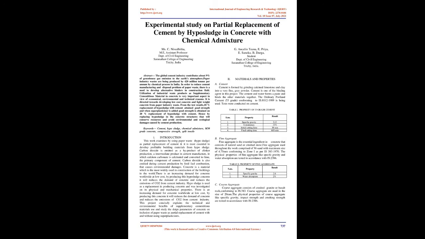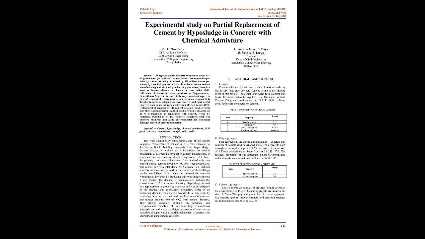In order to reduce cement manufacturing and the disposal problem of paper waste, there is a need to develop alternative binders in the construction field. Utilization of industrial waste products as supplementary cementitious material in concrete is a very important aspect in view of economical, environmental, and technical reasons. It is directed towards developing low-cost concrete and lightweight concrete from paper industry waste.